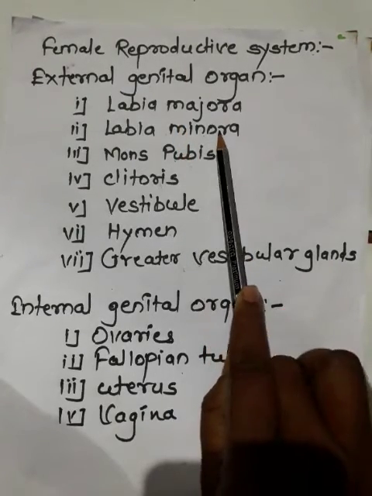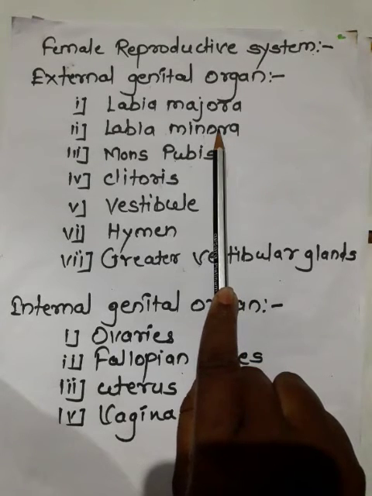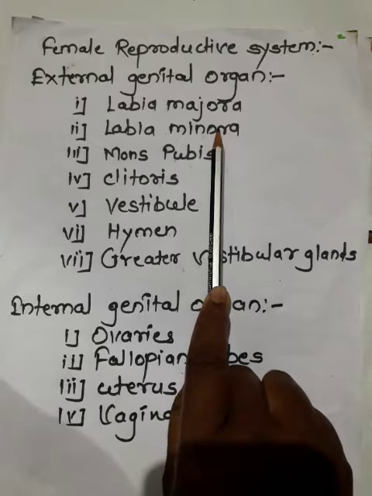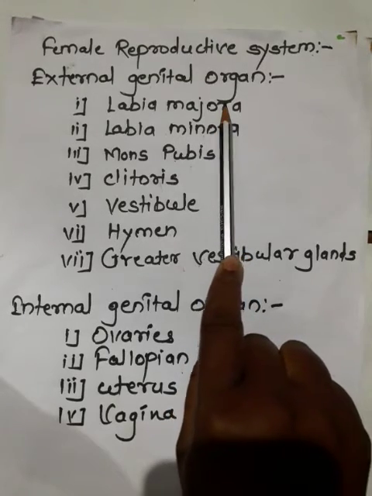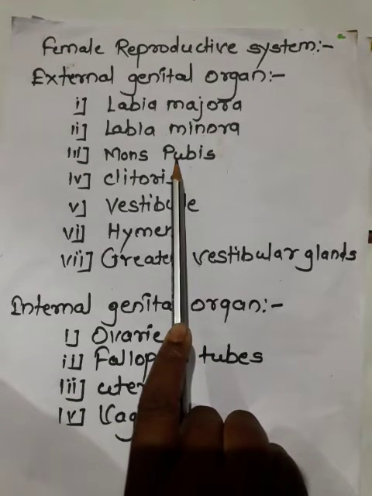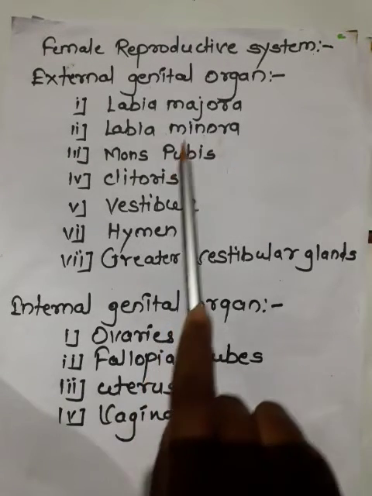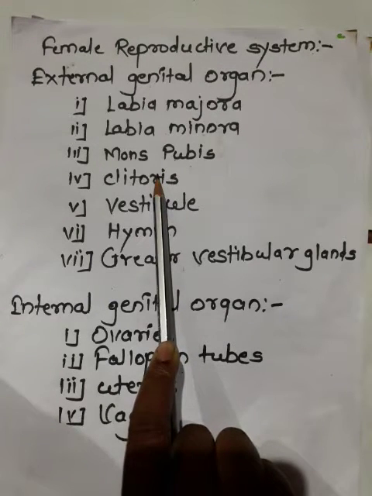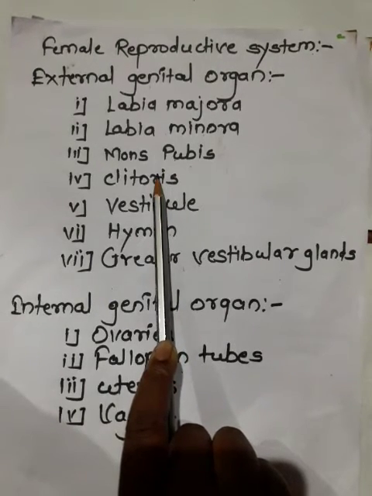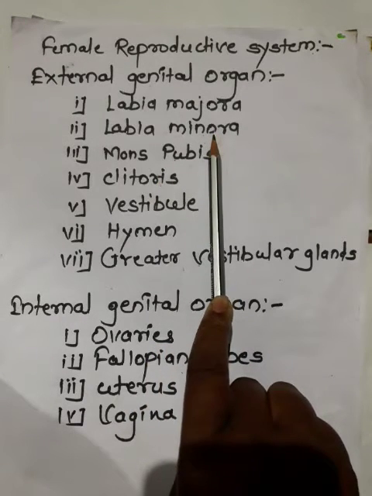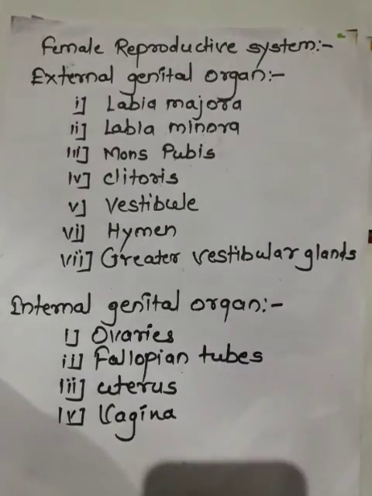Second one, labia minora. These are smaller and thinner leaf-like folds located just medially to the labia majora. Third structure, mons pubis. It is a fleshy elevation present above the labia majora. Next one, clitoris. A small erectile organ lying at the anterior end of labia minora, which is homologous to the penis of male, and it also shows the presence of erectile tissue.